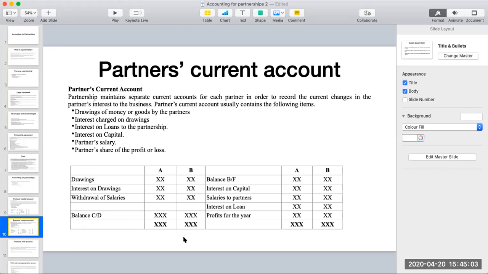Why? The interest to the business is reduced by that amount. And interest charged on drawings, similarly, like the drawings, that will be debited because the interest to the partnership is reduced. Interest on capital is increasing the interest of the business. Therefore, it is recorded to the right side or credited to the current account. Partner's salary also the same, and partner's share of profit. That is again credited to partner's current account.